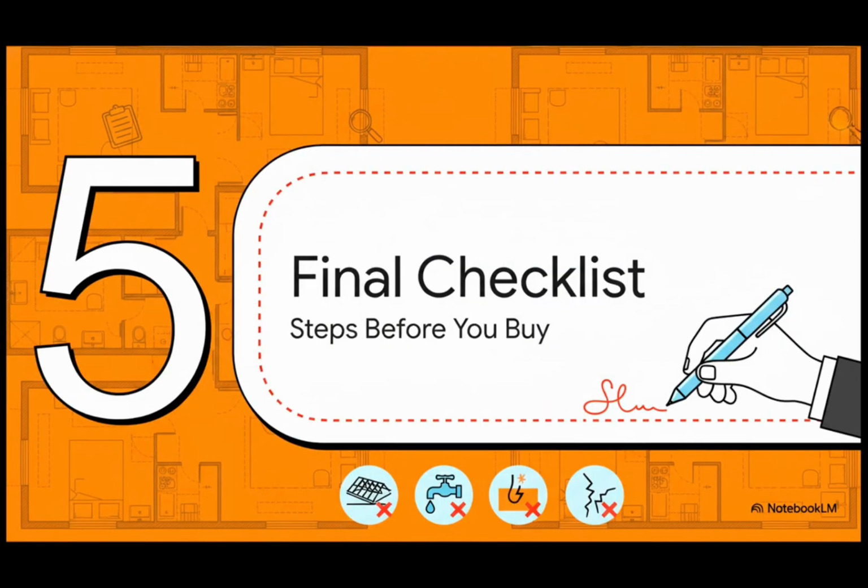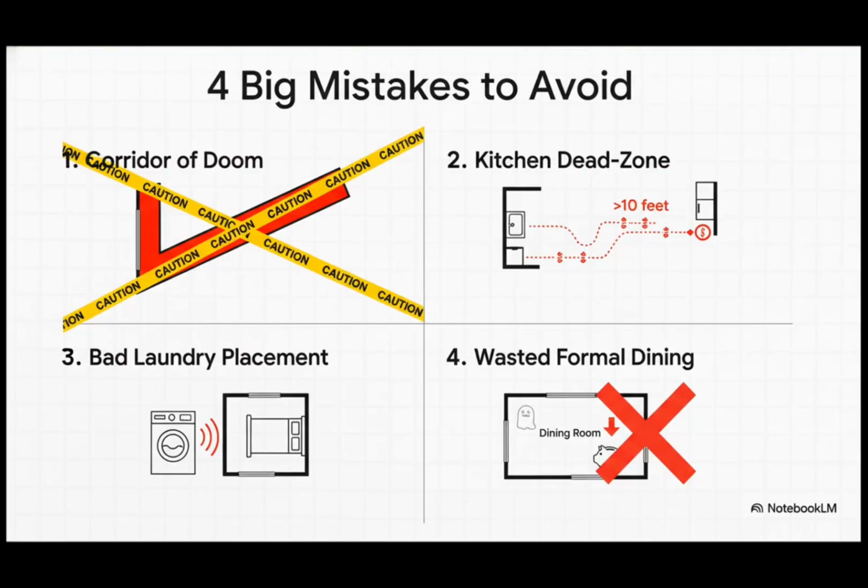So to bring this all together, we've created a final checklist for you. These are actionable steps you can take with you right now, before you even think about signing anything. First up, let's cover 4 major mistakes to look out for during any walkthrough. Okay, first, the corridor of doom, we've definitely covered that one. Second, watch for a kitchen dead zone. If you have to walk more than 10 feet between the sink and the fridge, that workflow is broken.